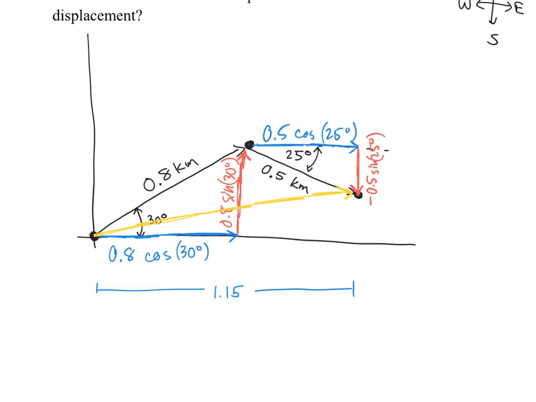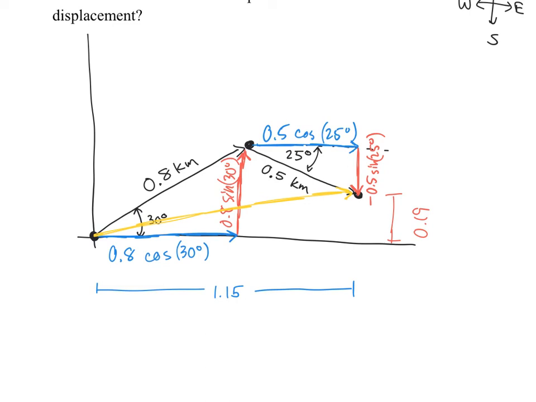What's the height of the resultant? Take the positive red value, 0.8 sine 30. Add to that the negative, or just subtract it, really, right? Add negative 0.5 sine 25. I'm going to get 0.19 for this piece. Okay, those are my lengths. Those are my dimensions that I'm looking at in this diagram.